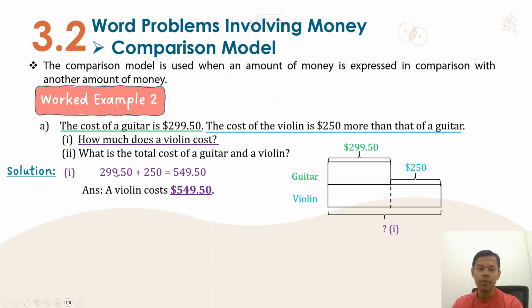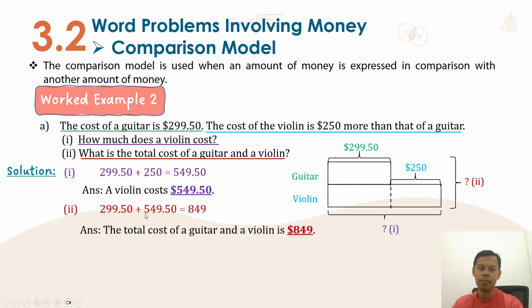Next, we need to answer the second part. What is the total cost of both guitar and the violin? So once we know the violin cost, just add with the guitar cost. 299.50 plus 549.50 is going to be $849.